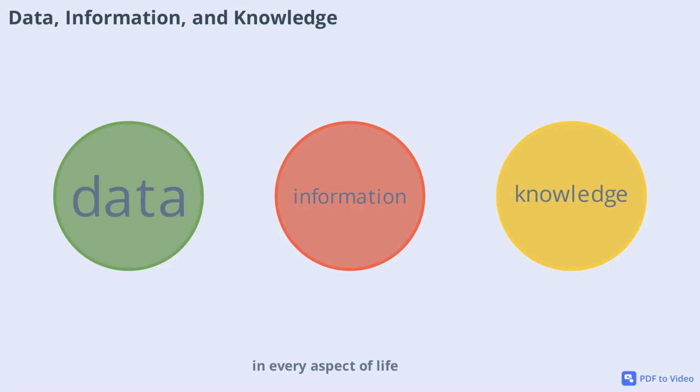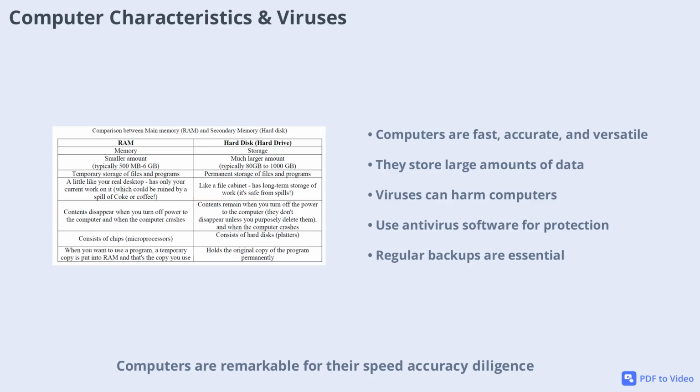Computers are remarkable for their speed, accuracy, diligence, storage capacity, and versatility. They can process millions of instructions per second, perform complex calculations without error, and store vast amounts of data for quick retrieval. However, computers also have limitations. They can only do what they're programmed to do and cannot make decisions on their own.